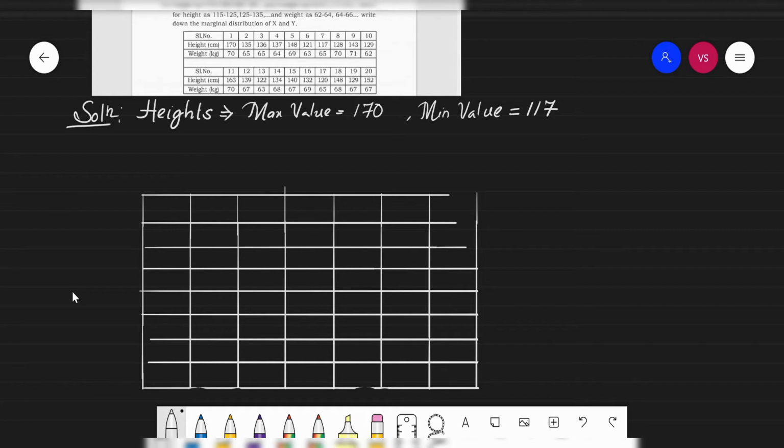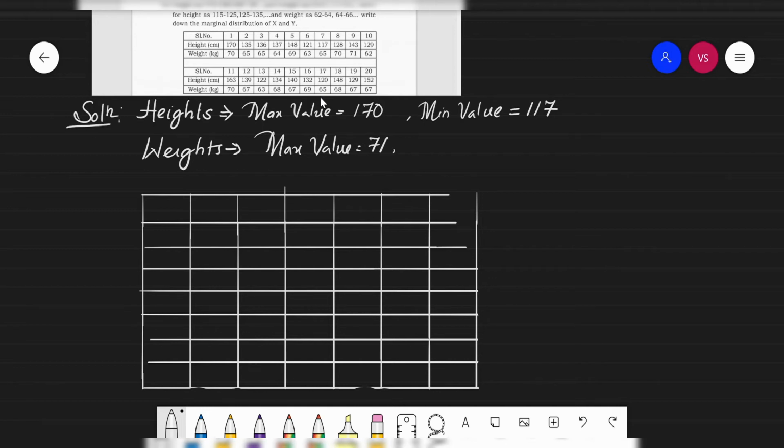The next, for weights, students, let's see what the maximum value is. Let's see in the second row, in the weights. 70, 60, 65, 70 is greater here, then 71 we see here, and there is nothing above 71. So the maximum value is 71.